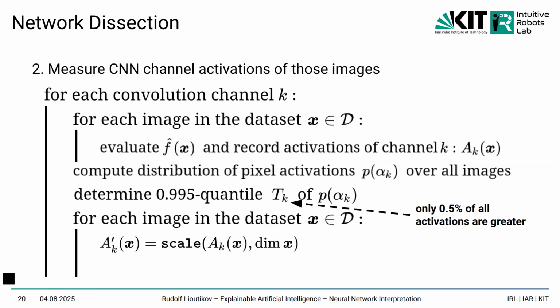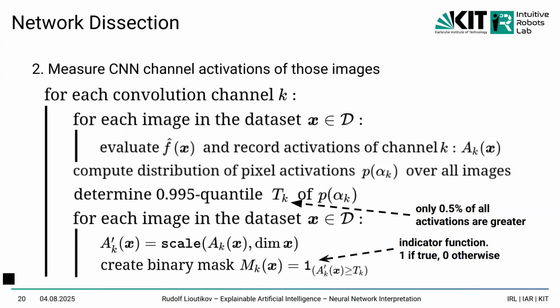And then for each image in the dataset, we scale it back up and create a binary mask to see where this was active and where it wasn't active. So this leaves us with a bunch of binary masks. This will be the Kronecker delta, or the indicator function.